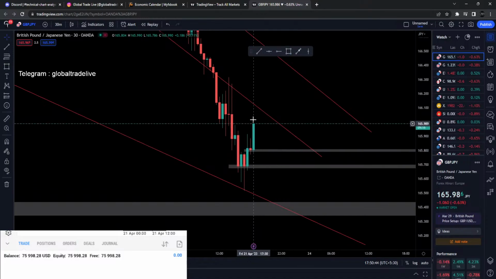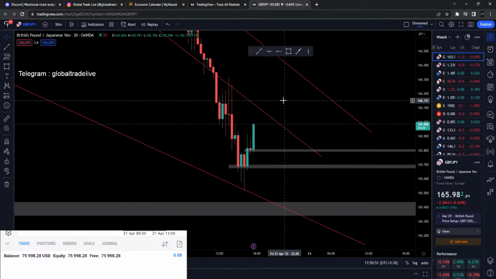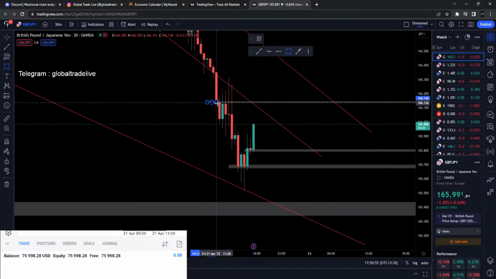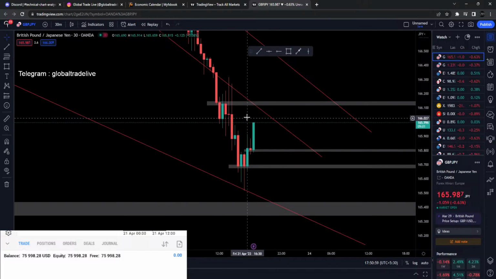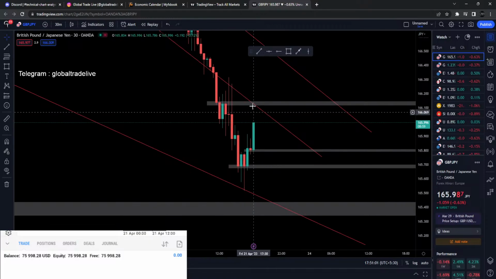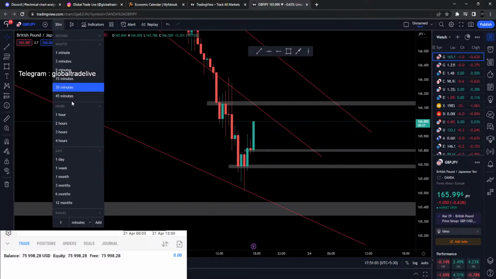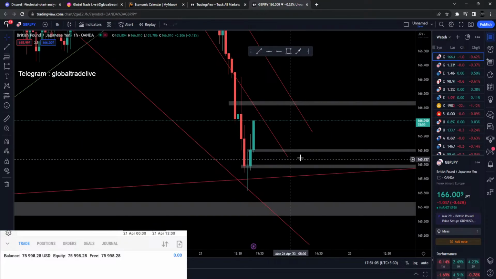And from here the market is moving up. But the problem is the market will be moving up only till this area over here, right? Because if we look at the structure, there's a strong resistance as well, and we can expect a downward momentum once the market taps this area. So to verify this, I'm going to go to the 1 hour time frame.